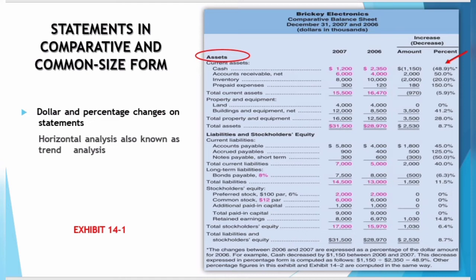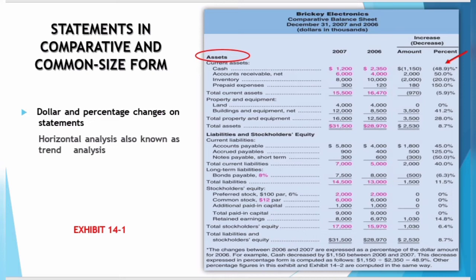So nara ang guide sa ubos or ang formula. So example, there is a cash decrease by $1,150 between 2006 and 2007. So this decrease expressed in percentage form is computed as follows. So example, $1,150 nga amount is i-divide nimo siya sa 2006 nga cash, which is $2,350. So ang result niya guys is 48.9%.